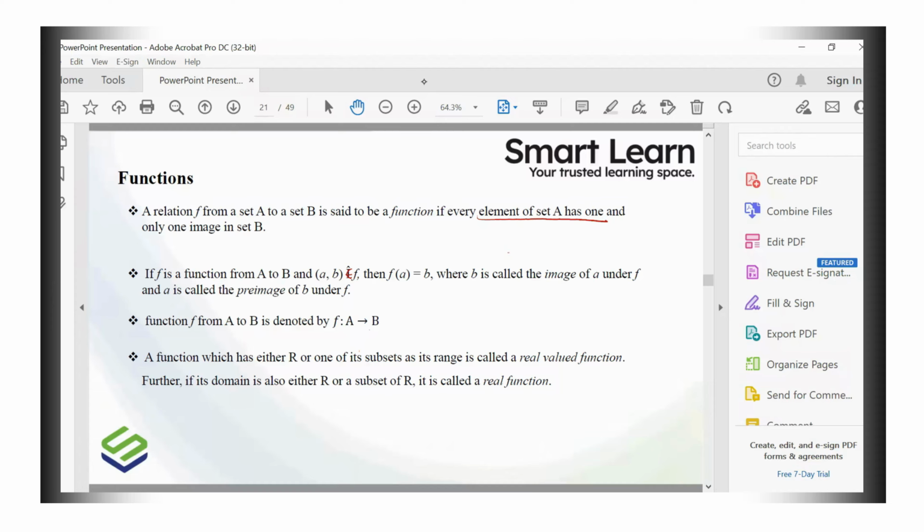That means we will say that if f is a function from A to B, and (a, b) is an element of f, then f(a) = b, where b is the image of a and a is called the pre-image of b, and we will denote it as f from A to B. And a function which has either R or one of its subsets as its range, we will say is a real valued function. If the domain is also either R or a subset of R, it is called a real function.